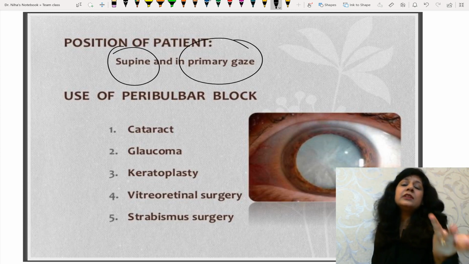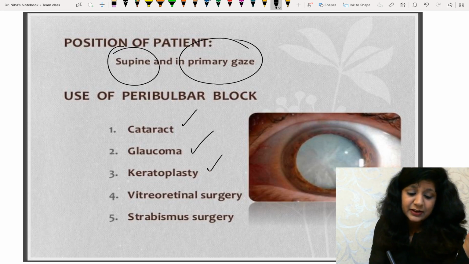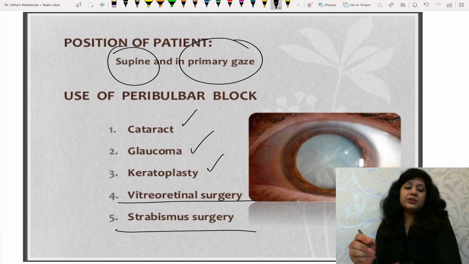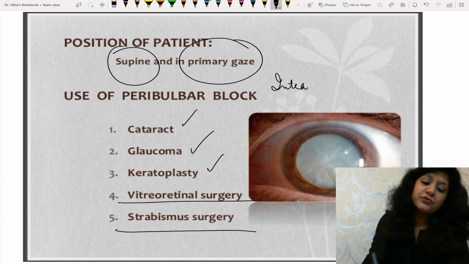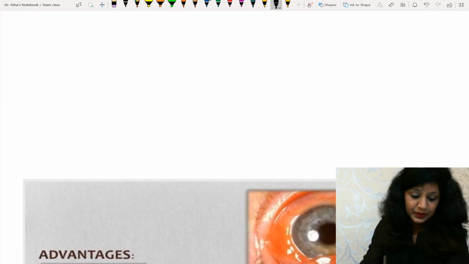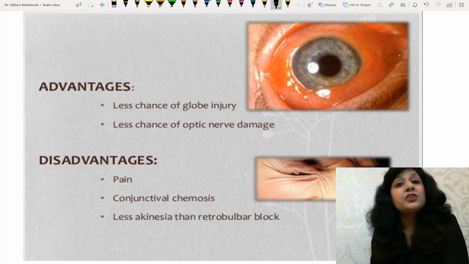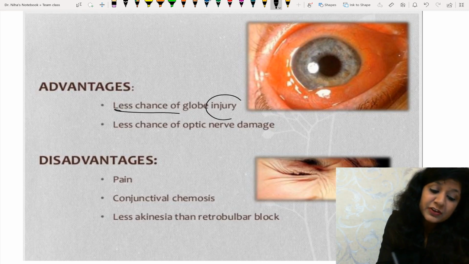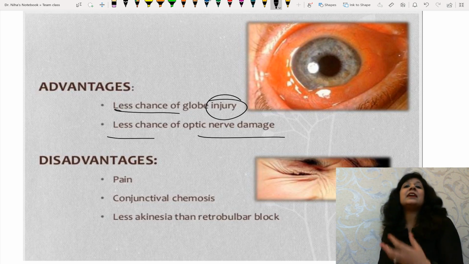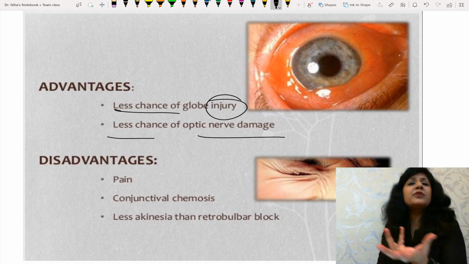Uses: in all the intraocular surgeries we are doing, cataract surgery, glaucoma surgeries, keratoplasties, vitreoretinal surgeries, squint surgeries, all the intraocular surgeries in common, we are doing this peribulbar block, okay. Now what are the advantages? Advantages are all which were the disadvantages of the retrobulbar block: lesser chances of injury, less chances of optic nerve damage, less chances of brainstem anesthesia, less chance of extraocular muscle paralysis, less chances of hemorrhage, perforation, all these things are less.